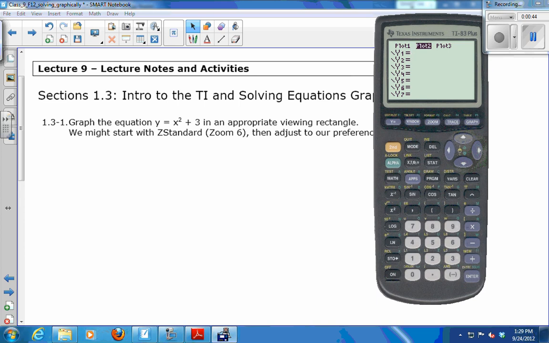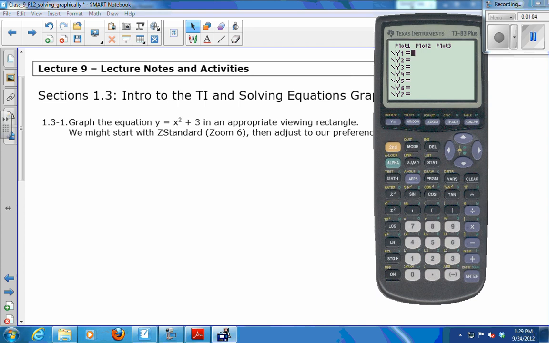The way you unhighlight it is you just put the cursor on it and press enter, and then it's off. So make sure that those are all unhighlighted. The equal signs don't matter. It'll automatically highlight when you type something in.